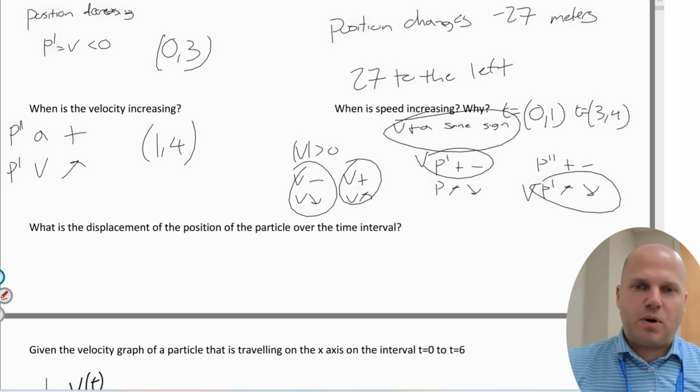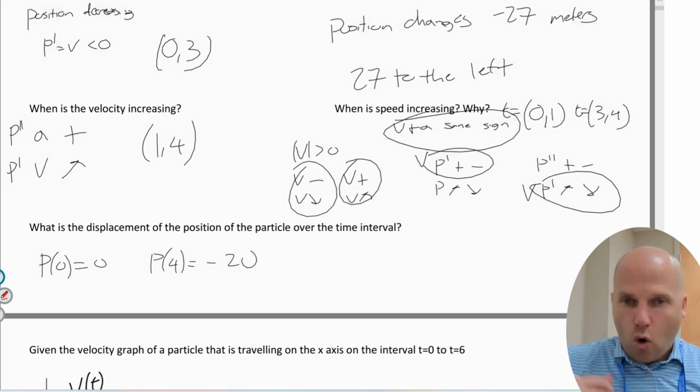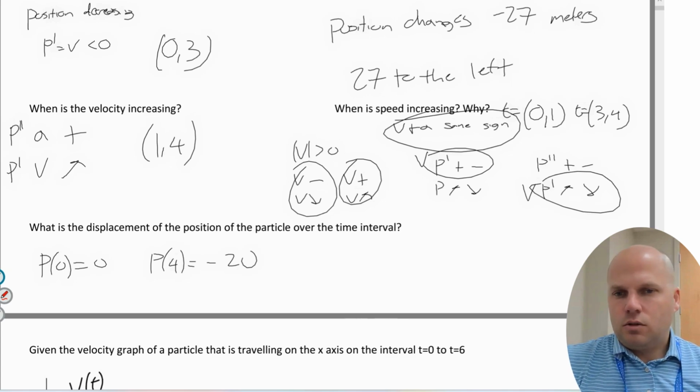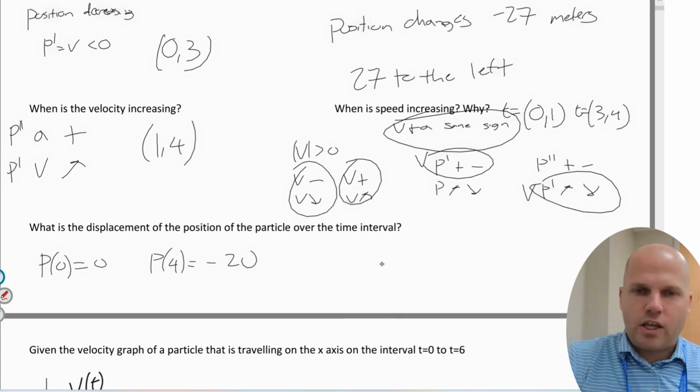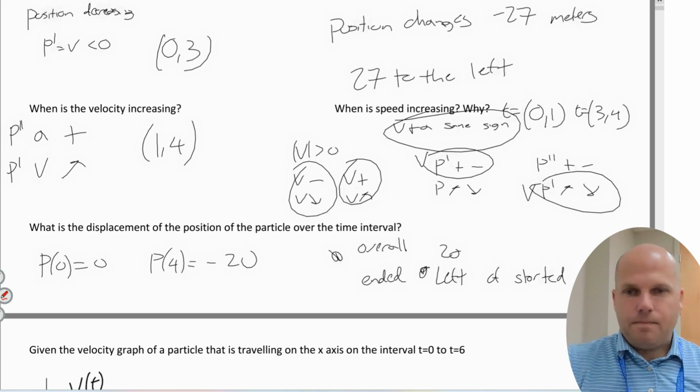What is the displacement of the particle over the time interval? Well, my particle started at a position of 0. My particle ended at a position of negative 20. So over the entire time interval, the position decreased 20, or overall we ended left of where we started, 20 left of where we started. Cool. All right, great.